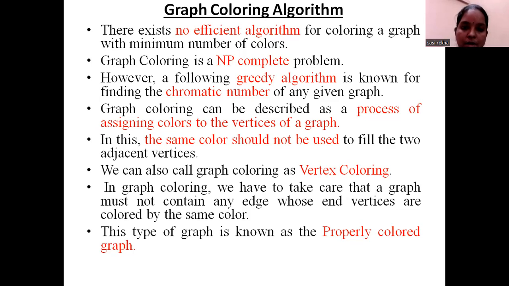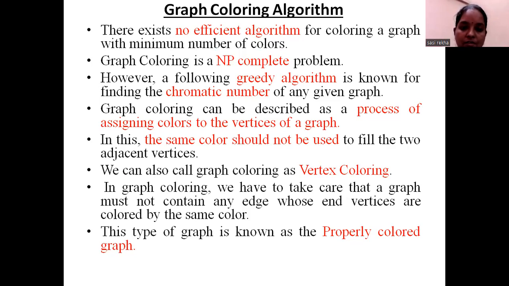So what is an NP-complete problem? This is an intersection between the NP and the NP-hard problems, right? Until now, we don't have any efficient algorithm for coloring a graph. A graph coloring problem is the process of assigning colors to the vertices of a graph. We know a graph contains some vertices and some edges connecting the vertices, right?